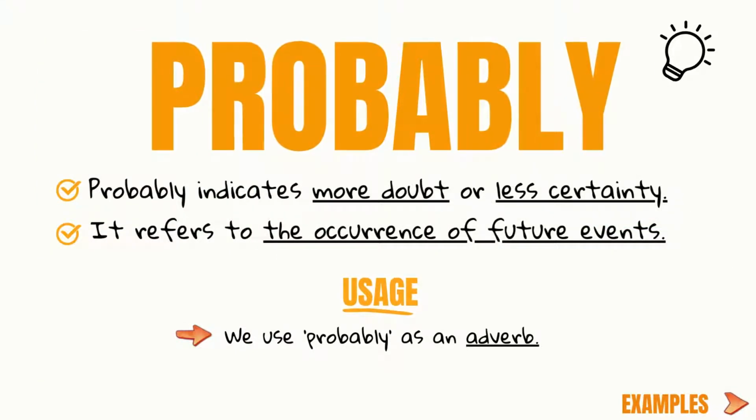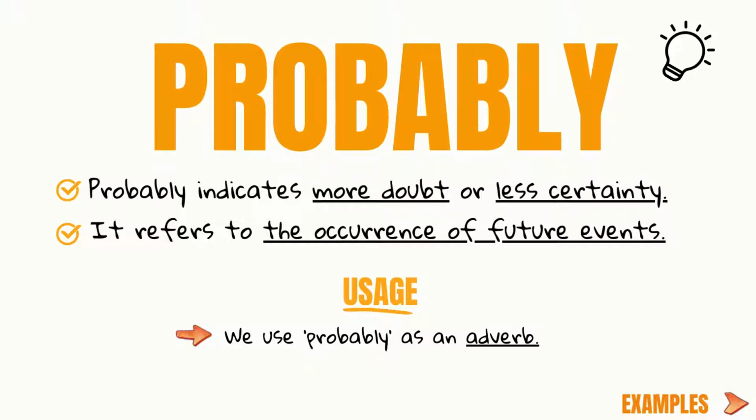Probably indicates more doubt or less certainty. It refers to the occurrence of future events. We use probably as an adverb. Let's take a look at some examples.